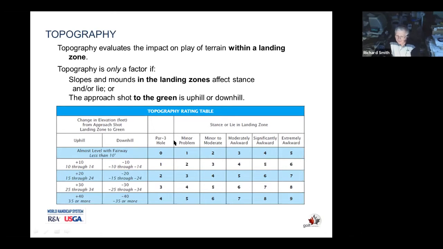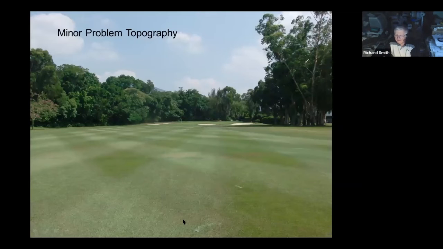So we're going to have to evaluate what kind of problem we have, if any, for stance or lie. We're going to have to evaluate here, if it's an approach shot to the green from there, then is it uphill or downhill? And if so, how much? So this is what a minor problem might look like. As you can see, the fairway here is pretty darn close to being dead level.